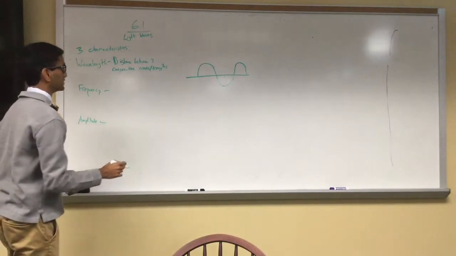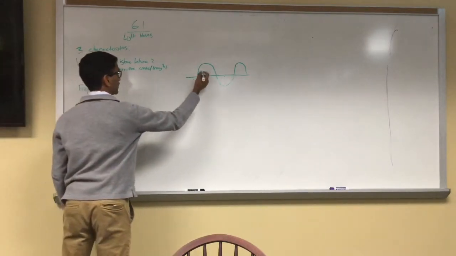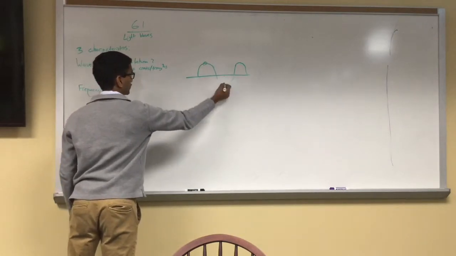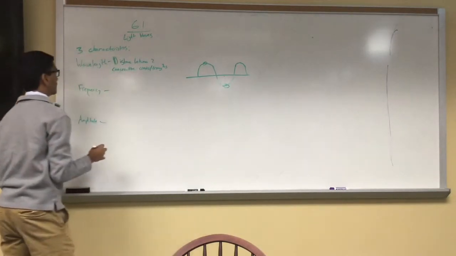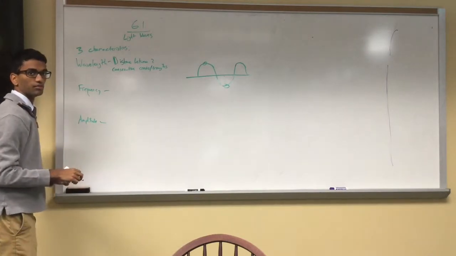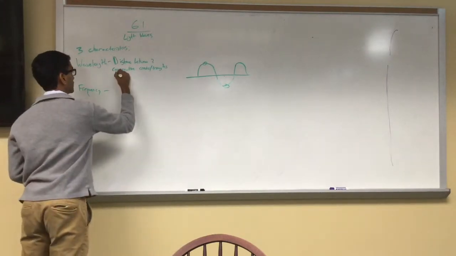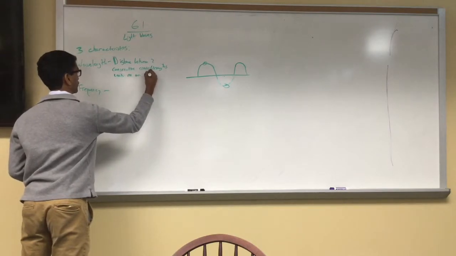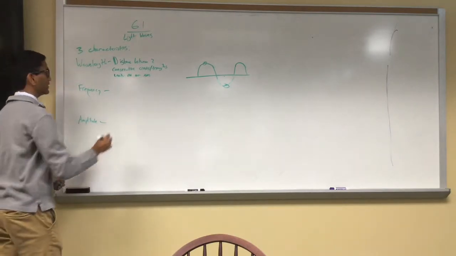A crest is basically the distance from the 0 point to the highest point of the wave, and a trough is the distance from the 0 to the lowest point of the wave. Wavelengths are typically measured in meters or nanometers, and are represented by the Greek symbol lambda.